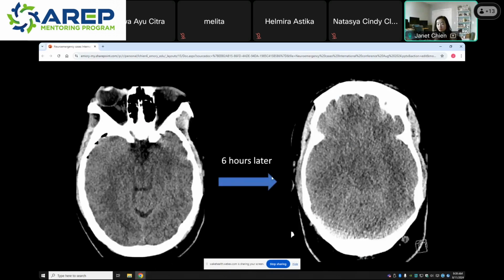Okay, so here we have the initial CT head. All right, so you can still see the basal cisterns, right? But then 6 hours later, where are your basal cisterns? It's completely gone. So she's developed diffuse cerebral edema within 6 hours. So she's probably got meningitis from the complicated otomastoiditis, and she's developed edema from that.